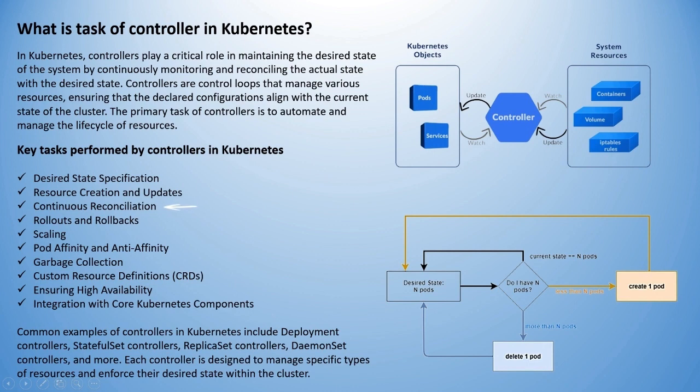Continuous reconciliation. Controllers run continuous reconciliation loops to ensure that the actual state of the system matches the desired state. This involves detecting any discrepancies and taking corrective actions to bring the system back to the desired state.